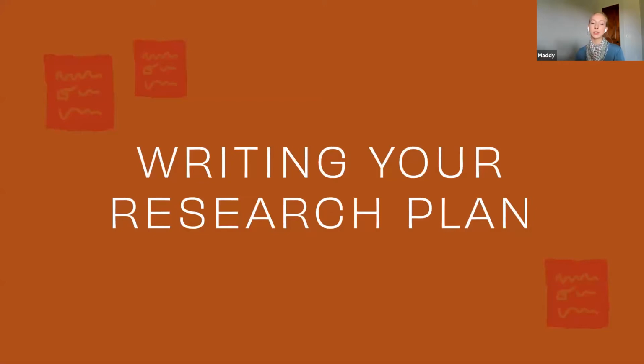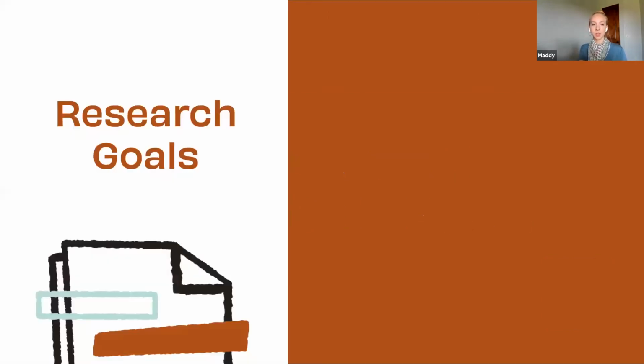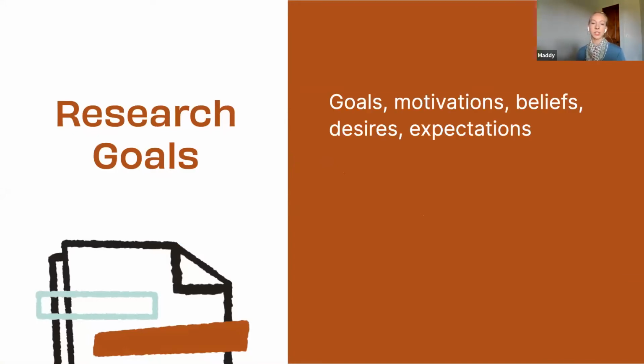Okay, so once you've done that, you've kind of gotten your values at top of mind, then you can start writing your research plan. So for your research plan, first you want to think about your research goals. So goals, motivations, beliefs, desires, expectations, are these things that you want to get to know? And exactly in what context do you want to learn about these?